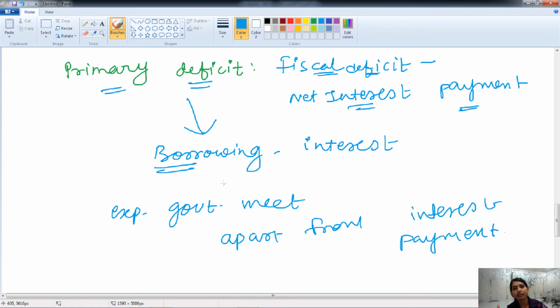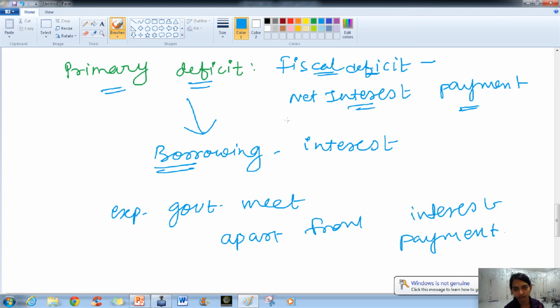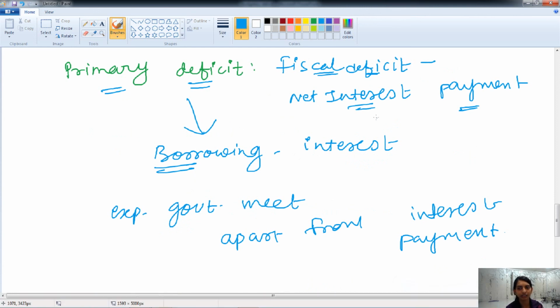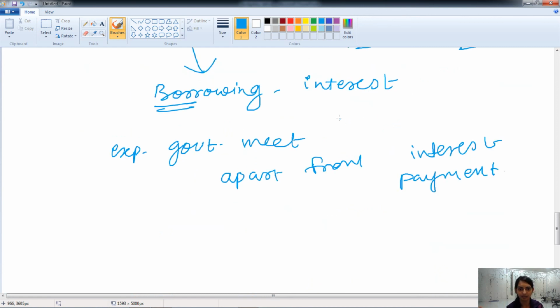Okay, the fiscal deficit shows the total amount that the government needs to borrow, whereas primary deficit shows only the amount that is exclusive of the interest payment. So this is about the three measures of the government deficit, that is the revenue deficit, fiscal deficit and the primary deficit. I hope you understand the concept well. Stay tuned for the further lecture. Thank you so much.